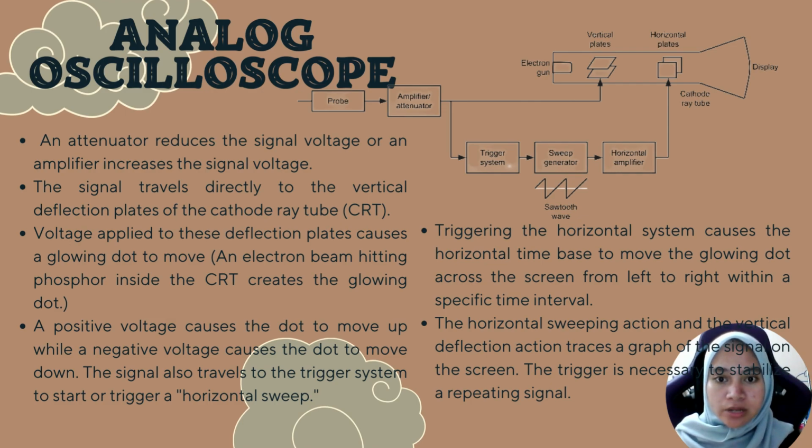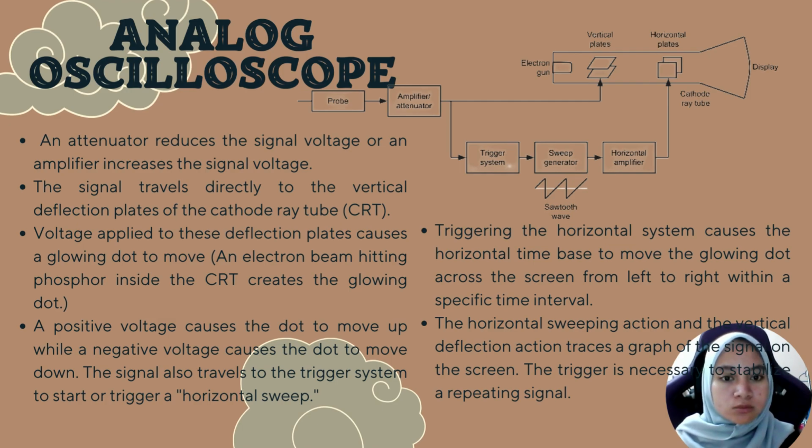The signal travels directly to the vertical deflection plates of the cathode ray tube (CRT). Voltage applied to these deflection plates causes a glowing dot to move. An electron beam hitting phosphor inside the CRT creates the glowing dot. A positive voltage causes the dot to move up while a negative voltage causes the dot to move down. The signal also travels to the trigger system to start or trigger a horizontal sweep.